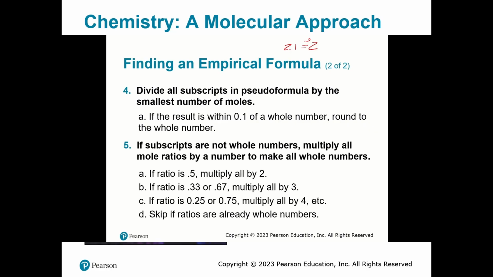But if you have numbers like 0.5, for example, I have a formula here with 0.5x and 1y. So I'm going to multiply all by 2, and my final formula is going to be this. You don't need to write down the 1, I just write it because I'm showing you what I did. Multiply all. So if the ratio is 0.33 or 0.67, you're going to multiply all by 3. If the ratio is 0.25 or 0.75, you're going to multiply all by 4. Skip if the ratios are already whole numbers, okay?